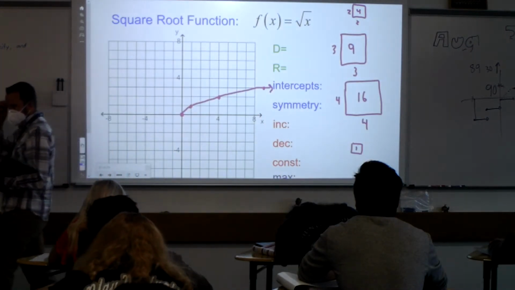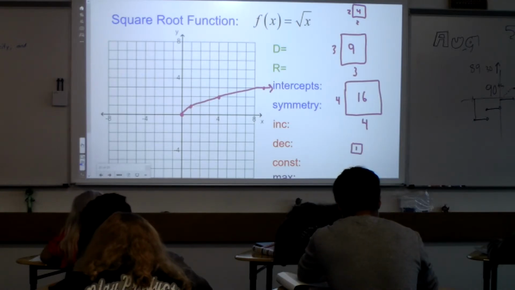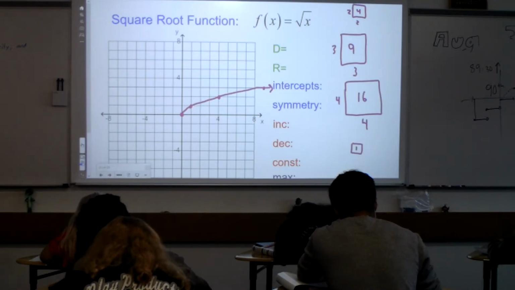That's the graph. I'm going to let you go back and fill in the key information about is it increasing, decreasing, symmetry, all that fun stuff on your own.